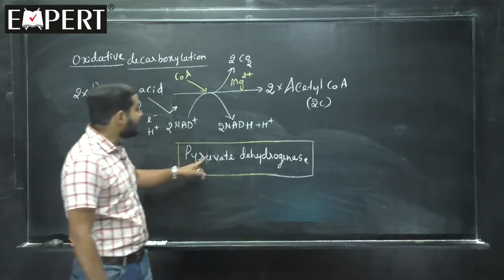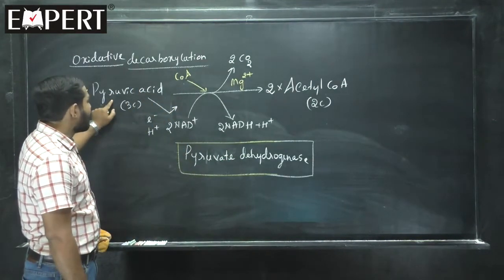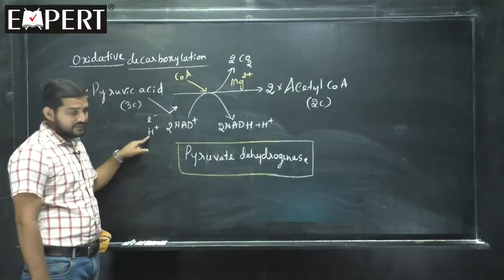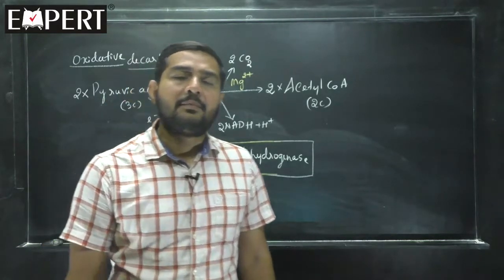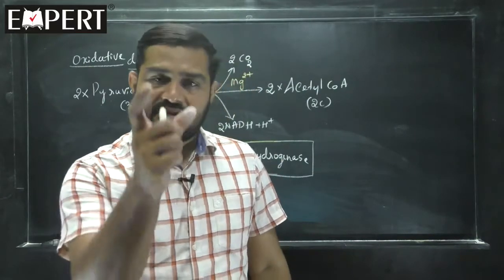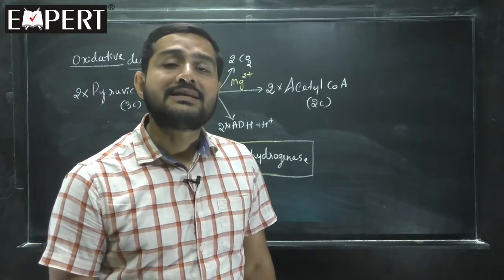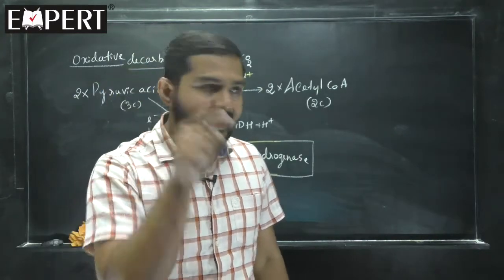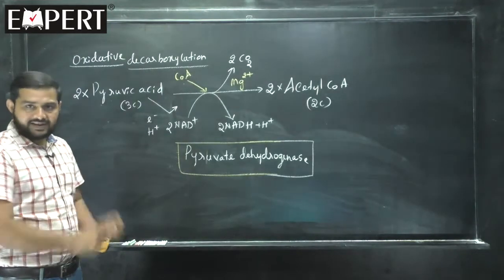It is a pyruvate dehydrogenase, because pyruvic acid is going to lose the hydrogen. So, dehydrogenase. If you remember, in the biomolecules chapter, we have studied our first class of enzyme called oxidoreductases, also called dehydrogenases. Pyruvate dehydrogenase comes in that category. I will quickly revise once again.